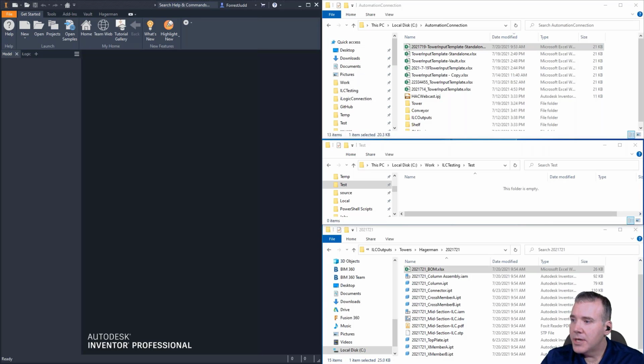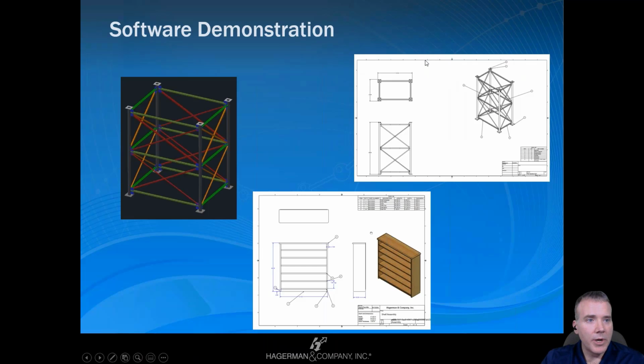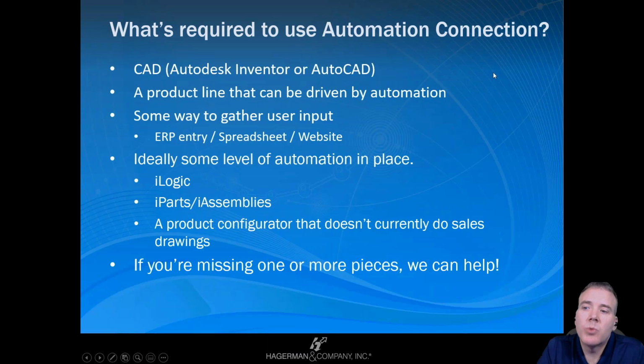Okay, so we're approaching the top of the hour. So I just want to make sure you understand what's required to use this tool, and then we'll get on to questions. So you do need CAD. This does not include any license of CAD. You also do need a product line that can be driven by automation in some sort, right? If everything you do is 100% custom, it's probably not the tool for you.